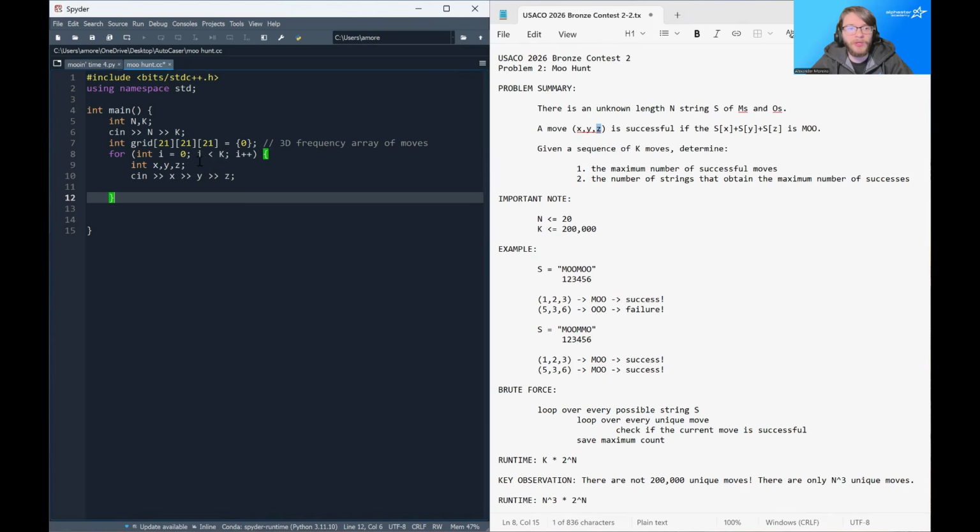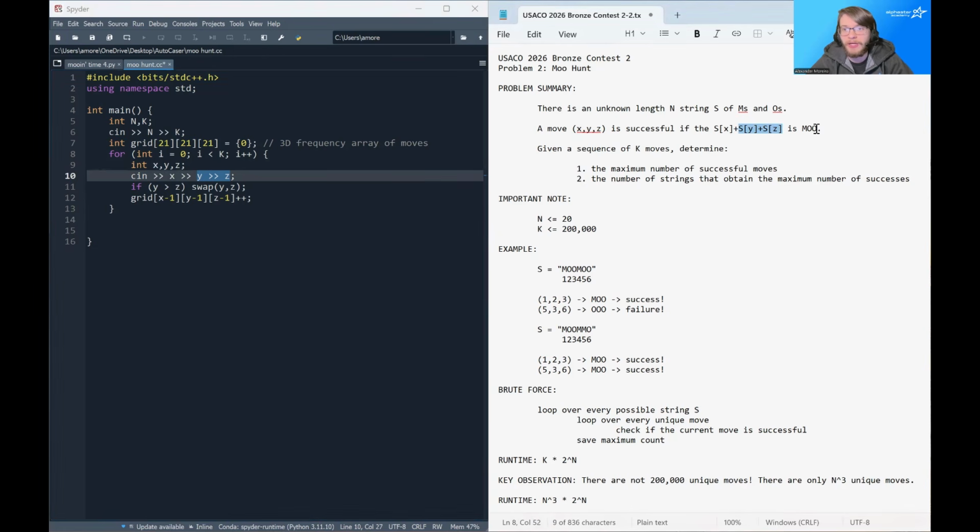And then we are going to read in each of the K moves. Each move consists of 3 integers, and we are going to make one small transformation. If y is greater than z, we're going to swap it so that y is always less than z. So we're just sorting y and z. Since y and z are the same character, the two moves are identical, right? So we can always make it so that y is smaller than z because they both need to be o's. Doesn't change anything, but it does make our implementation easier.